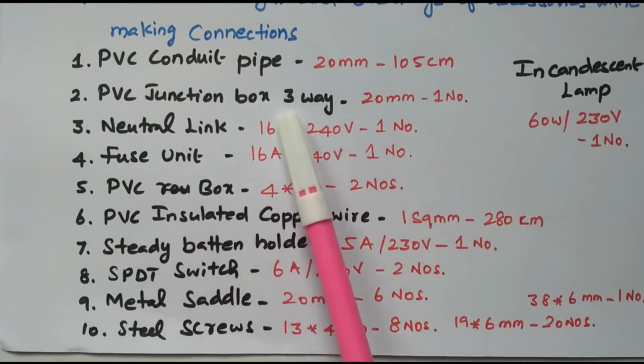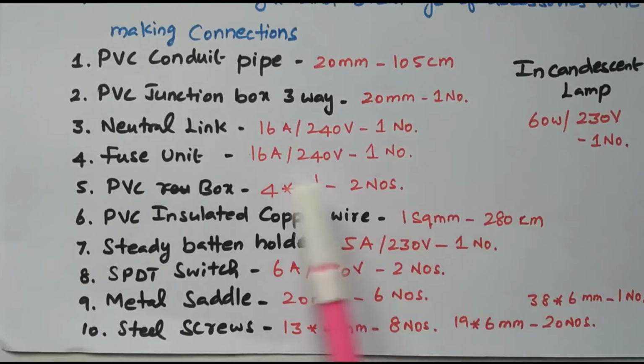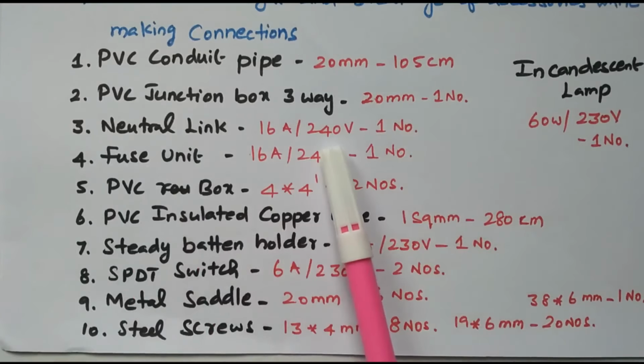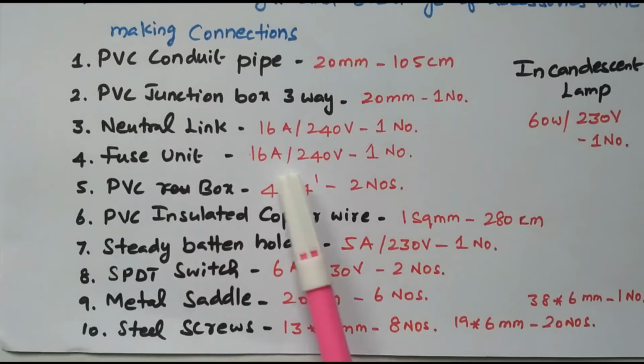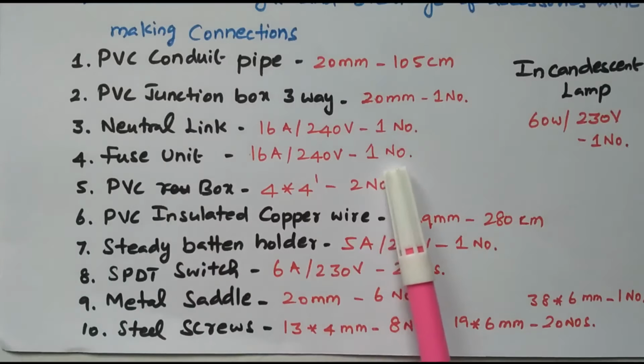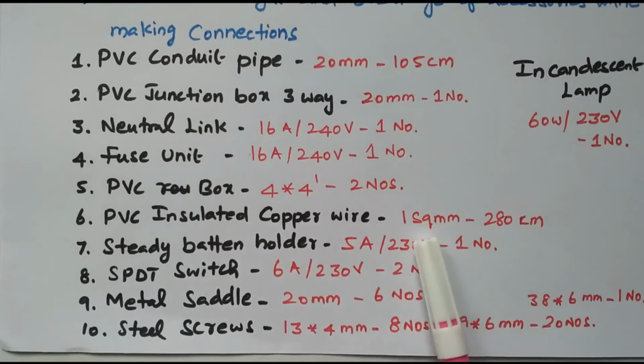The PVC junction box, 3-way, we need one number, 20 millimeter diameter. Neutral link 16 ampere 240 volt, one number required. Fuse link 60 ampere 240 volt, one number is required. PVC box 4 into 4 inch, 2 numbers required. Insulated copper wire of 1 square millimeter is enough because we are using only one lamp, and 280 centimeter is required. Then a batten holder 5 ampere 230 volt, one number, in order to hold the lamp.